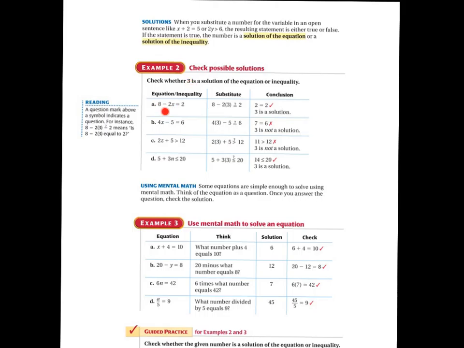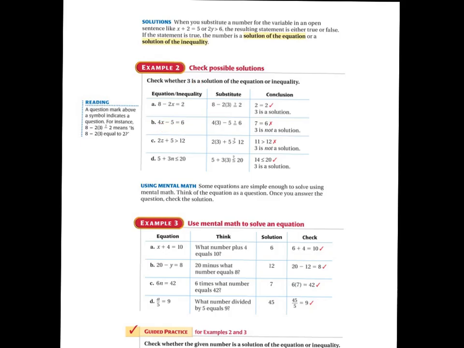So we have 8 minus 2x equals 2. And we're substituting the 3 in for the x. So back to order of operations, we have minus, we have multiply. So we're gonna multiply here. So 2 times 3 is 6. So 8 minus 6, that's 2. 2 does equal 2, so check. That is a solution. For the next one, we're also substituting in 3.